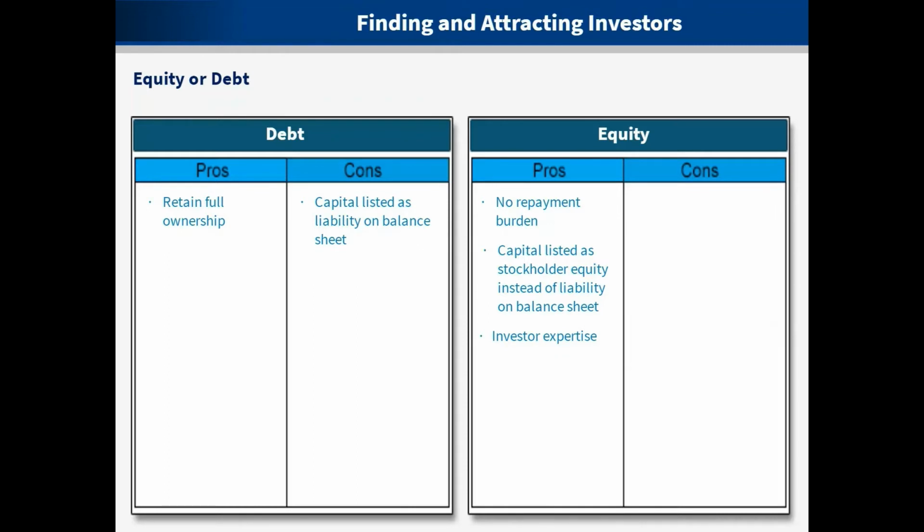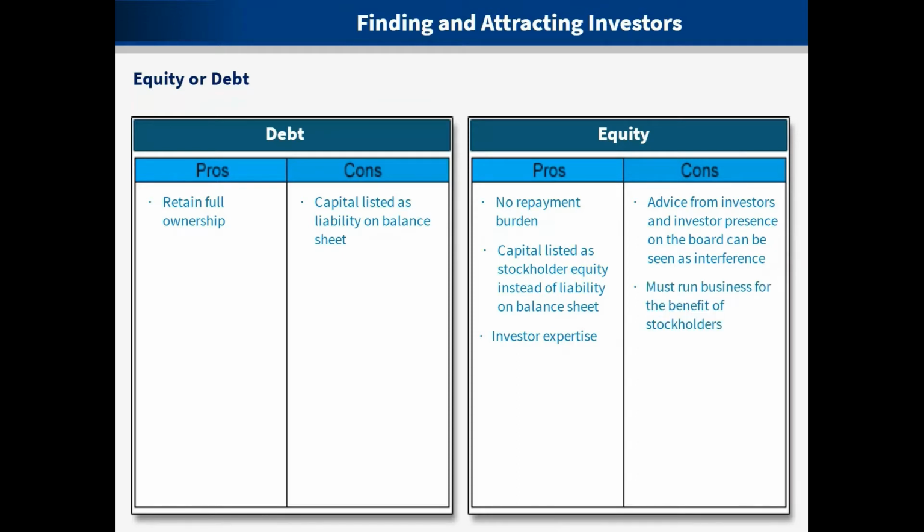Of course, there are some significant disadvantages depending upon your point of view. Advice from investors can be seen as interference. Once you or your company accepts money from investors, you must run the business for the good of all stockholders. Professional investors will require audited financial statements and independent accountants. Finally, professional investors will require a voice on the board of directors.